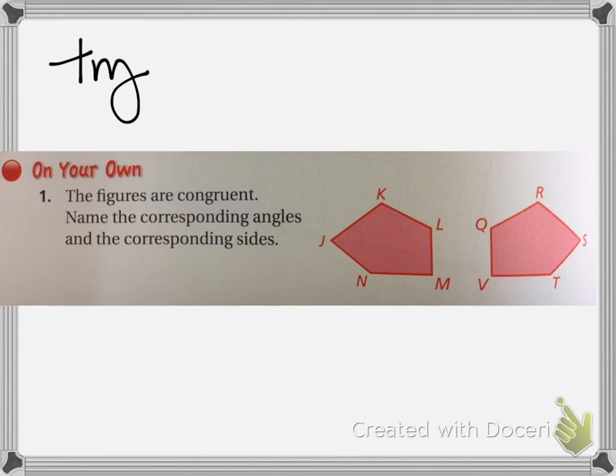Now you're going to try this. We have these two congruent figures. I need you to name the corresponding angles and the corresponding sides. Remember, for angles, you start with the angle sign and write down which angle. Typically we start in alphabetical order. Go ahead and try those, submit your answers, and then go to the next part of the video.